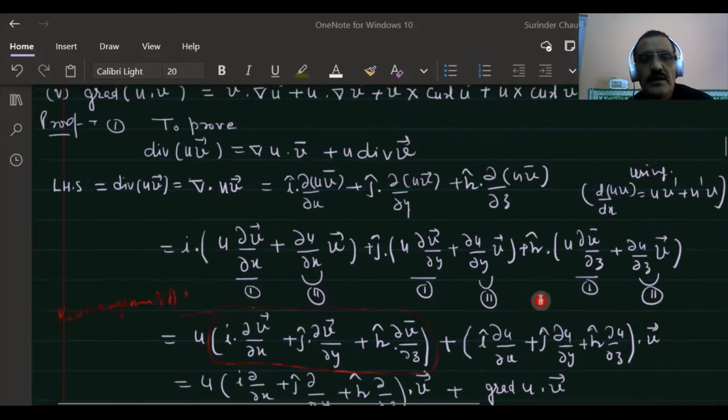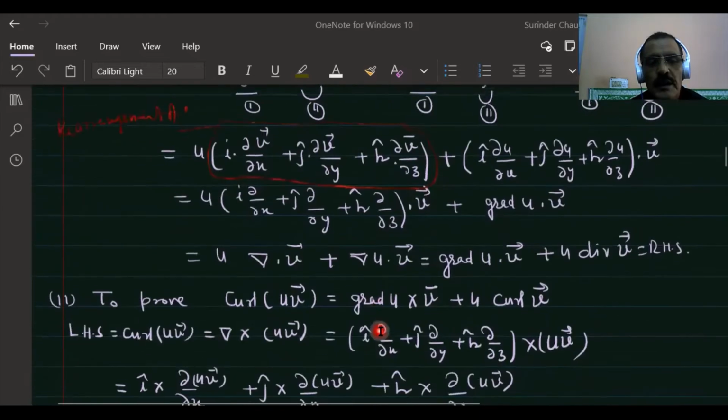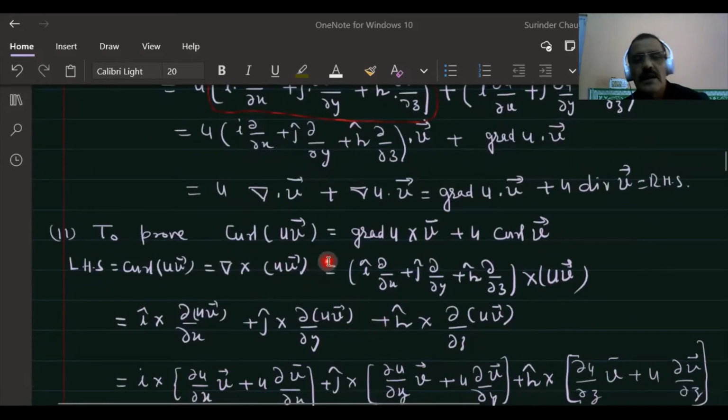The second part is to prove that the curl of u v vector is equal to gradient of u cross v vector plus u curl of v vector. Now let's do the second part. Take the left hand side of this. The left side is equal to the curl of scalar u times v vector, which is del cross of u v.